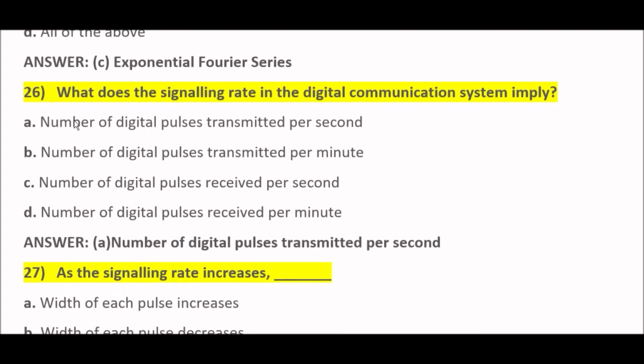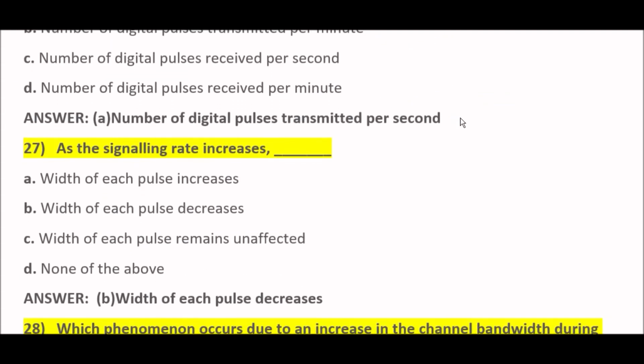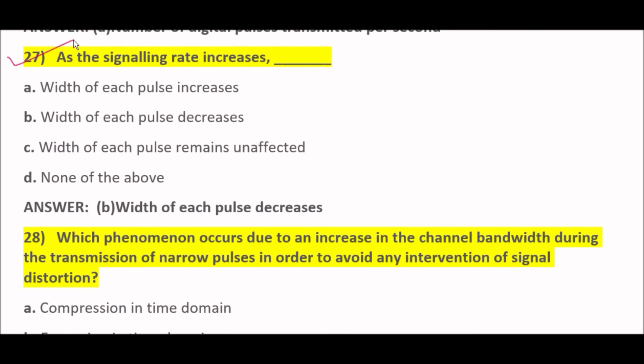Next question. What does the signaling rate in a digital communication system imply? The correct answer here is option A, number of digital pulses transmitted per second. Okay, so this is the signaling rate in the digital communication system. Next question. As the signaling rate increases, the correct answer here is option B, width of each pulse decreases. As the signaling rate increases, it means the width of each pulse decreases.